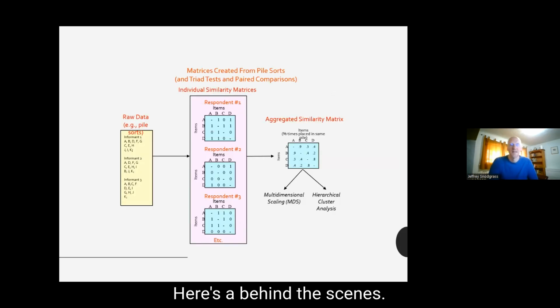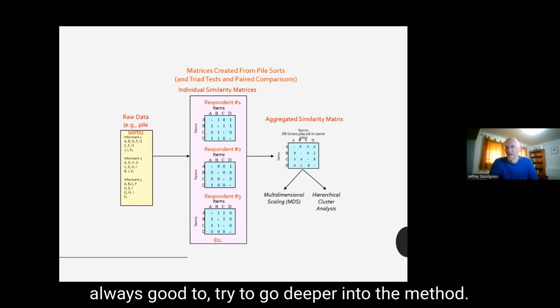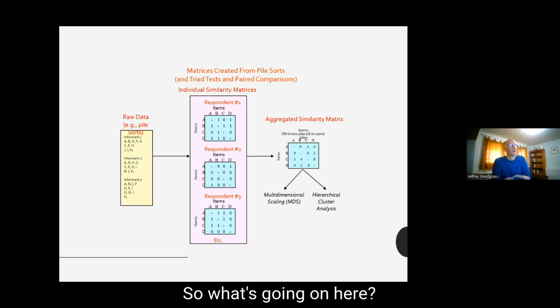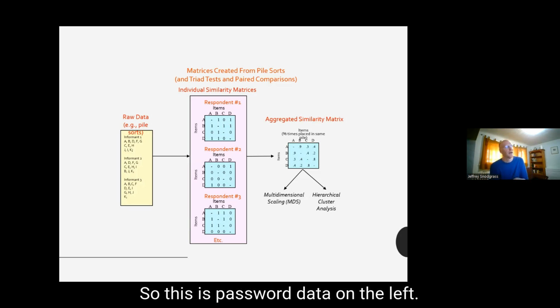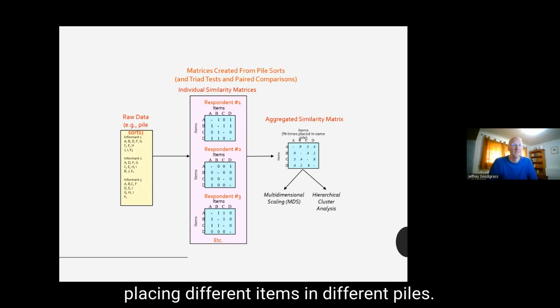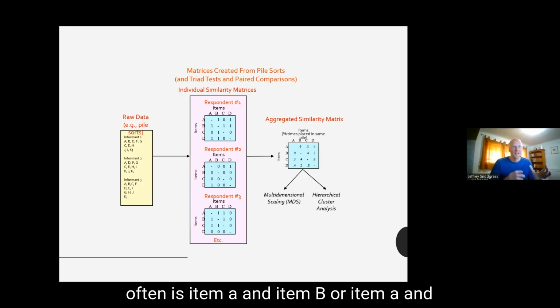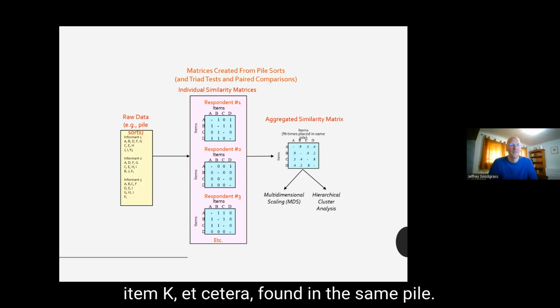Here's a behind the scenes look at what the software is doing, which relies on matrix manipulation. You don't need to understand this, but I think it's always good to try to go deeper into the method. So what's going on here? This is pile sort data. On the left, there are items like A through K, for example, and individuals would be placing different items in different piles, item A and item B. And then the idea is, how often are item A and item B, or item A and item K, et cetera, found in the same pile?